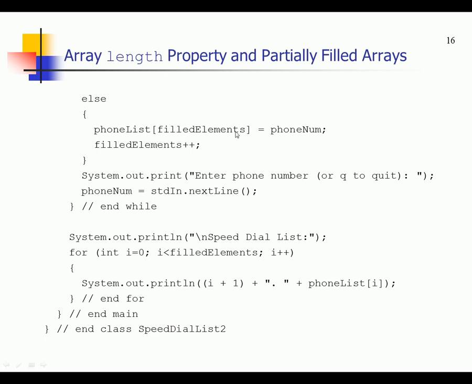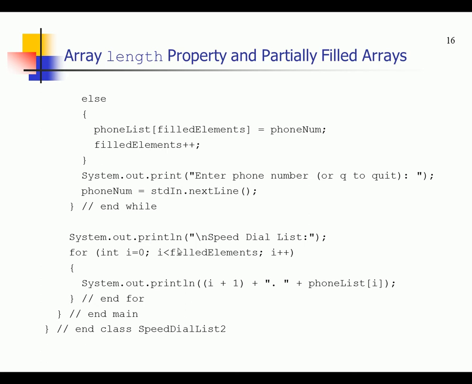The phoneList filled elements started at 0. So now we put the phone number into it, then increment it. The next one will go into 1, then 2, then 3, and so on and so forth. Then he outputs, hey, please enter another phone number, or enter Q. Then he has a loop there to output it.